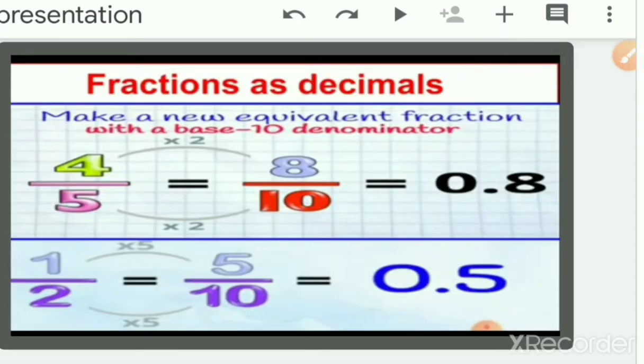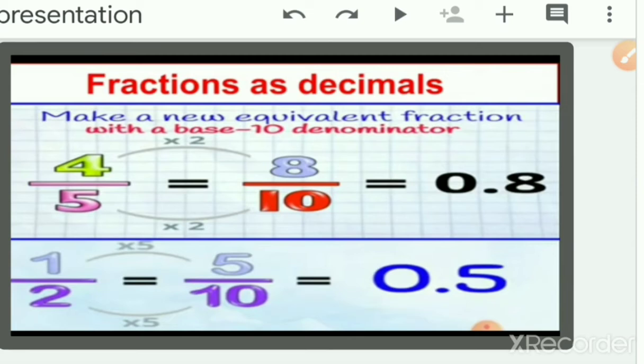Fractions as decimals. Make a new equivalent fraction with a base 10 denominator. It means you have to make the base 10. You have already read in the fraction chapter that if you want to make an equivalent fraction, you have to multiply or divide by a number in the numerator as well as in the denominator, right?